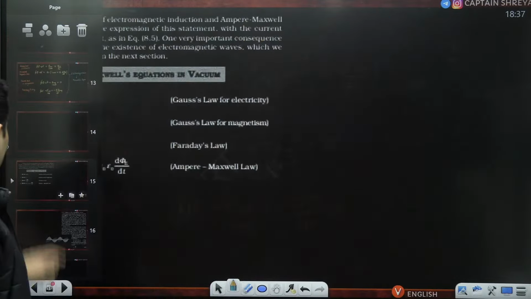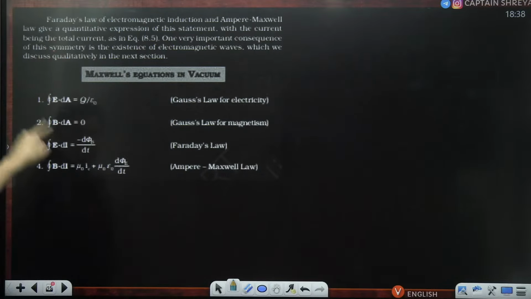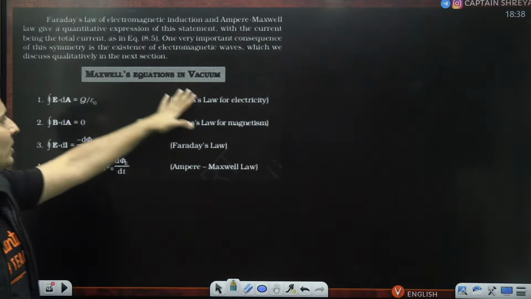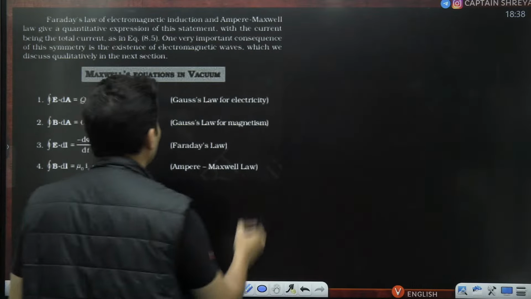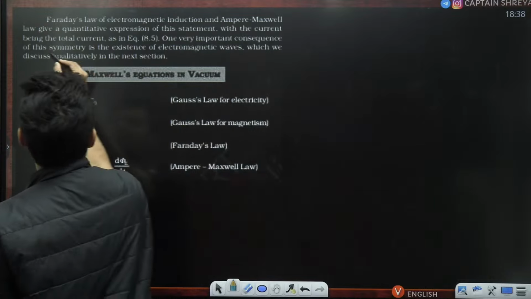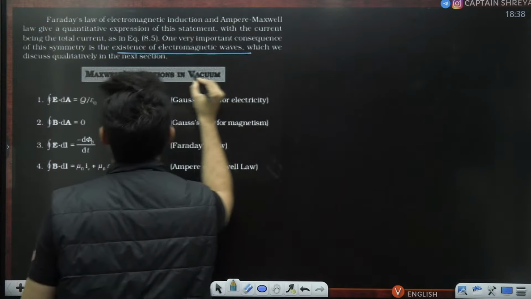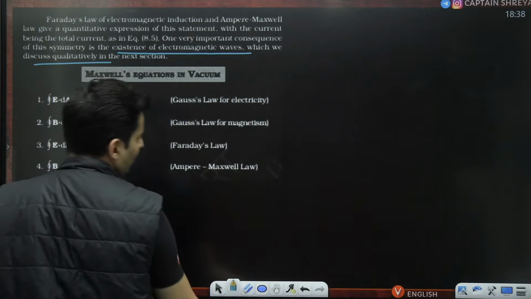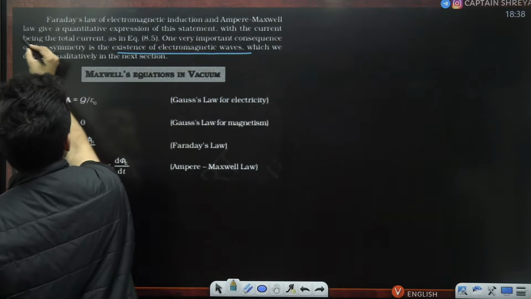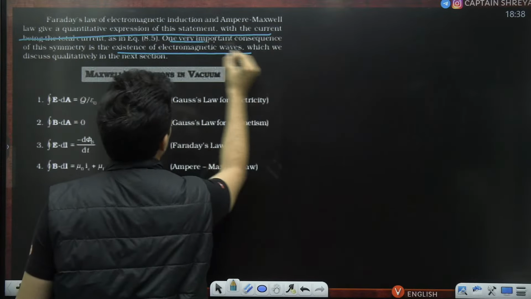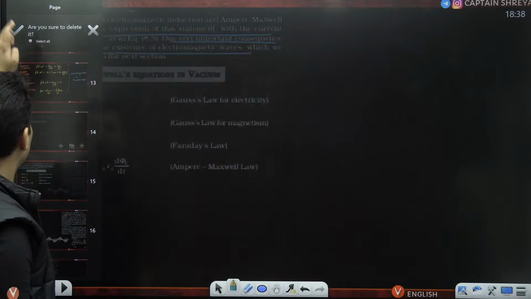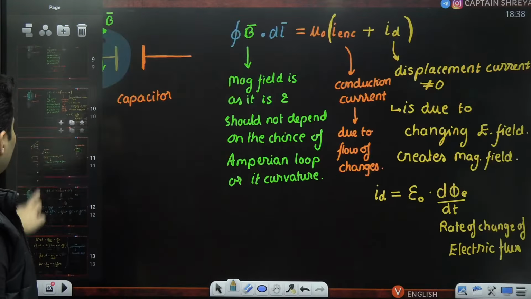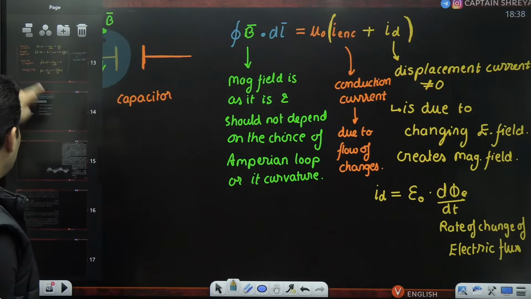So this is what is given over here, exactly the same thing. Maxwell's equations. So he was able to say that electromagnetic waves exist, which we'll discuss right now. And using all these equations, he was able to prove that light is an electromagnetic wave. Cool. So that is what is there in the starting part of the chapter.